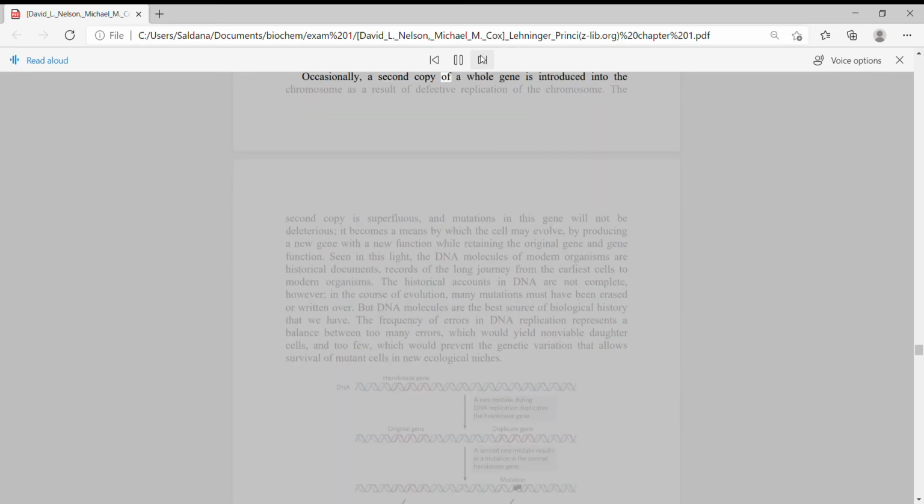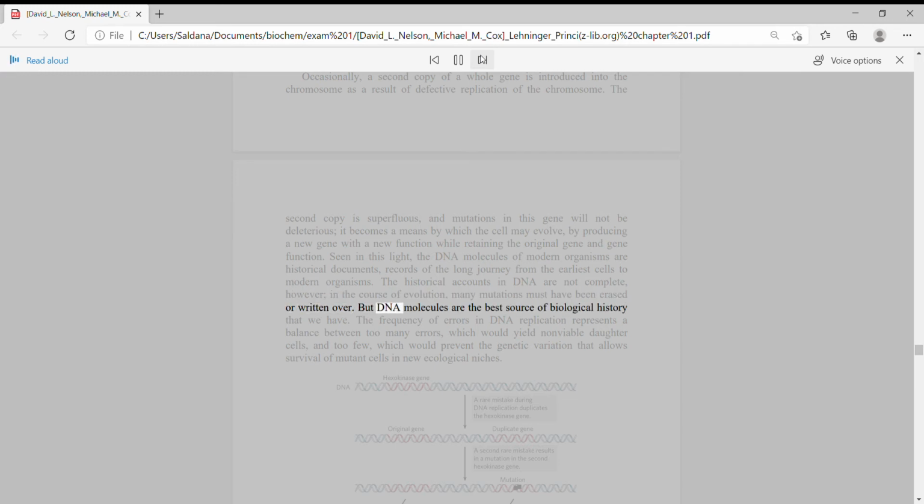Occasionally, a second copy of a whole gene is introduced into the chromosome as a result of defective replication of the chromosome. The second copy is superfluous, and mutations in this gene will not be deleterious. It becomes a means by which the cell may evolve, by producing a new gene with a new function while retaining the original gene's function. Seen in this light, the DNA molecules of modern organisms are historical documents, records of the long journey from the earliest cells to modern organisms. The historical accounts in DNA are not complete, however. In the course of evolution, many mutations must have been erased or written over.